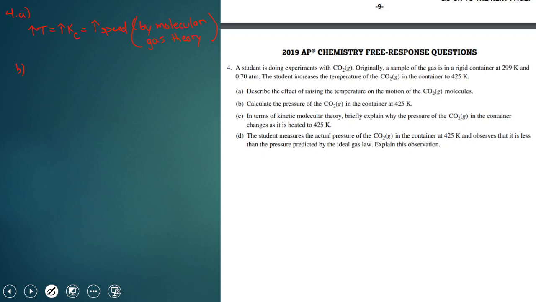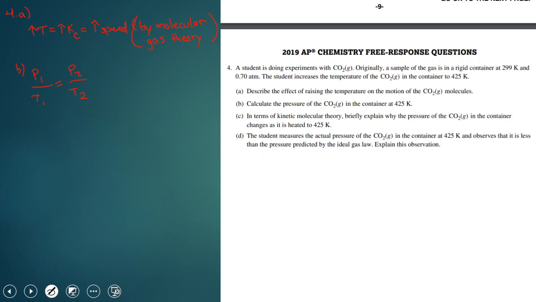Calculate the pressure of the CO2 in the container at 425 Kelvin. Think about your gas laws. You have Boyle's law, you have Charles' law, you have Gay-Lussac's law. Our values are relating pressure and temperature, so keep in mind that our law is going to be P1 over T1 is equal to P2 over T2. You could also derive this from the combined gas law, which is that P1V1 over T1 equals P2V2 over T2, and both the volumes are the same, so they'll cancel out.